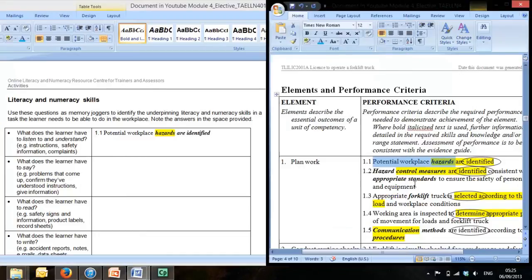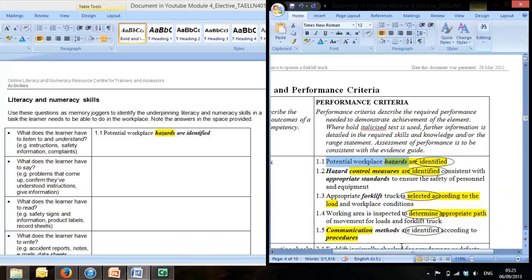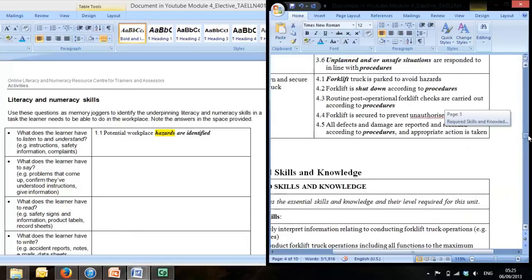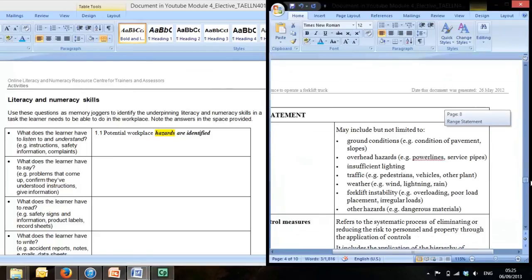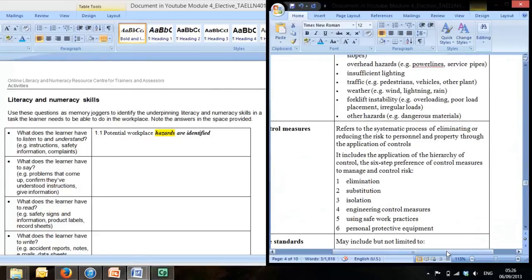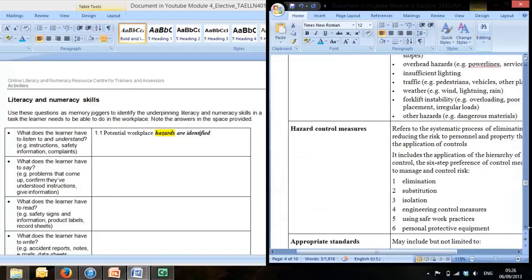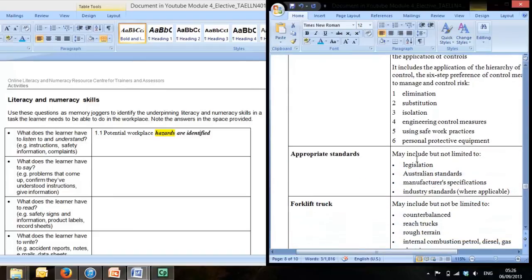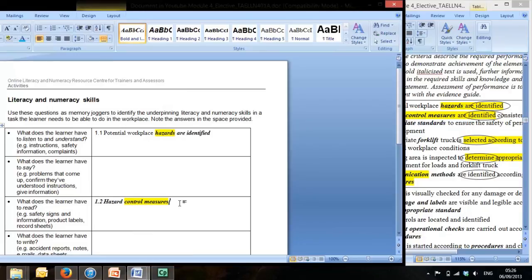What else? Control measures are identified, consistent with appropriate standards to assure the safety of personnel and equipment. Appropriate standards. So let's go and have a look what the range statement means. See how we've got the bold italicized text? That means we've got more information in the range statement. Appropriate standards may include but not limited to legislation. Oh, okay, these are all reading documents. Okay, so what does the learner have to read? As control measures, all right?